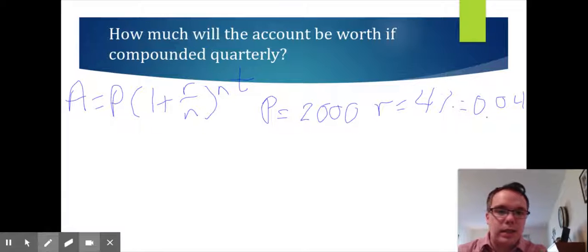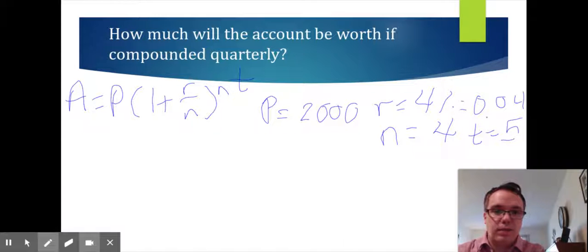And then this question says it's compounded quarterly. So that means the number of times that it's compounded per year. If it's compounded quarterly, there are 4 quarters in a dollar. There are 4 quarters in a football game. So quarterly means it happens 4 times a year. And then the other thing they gave us was the time in years, which is 5 years. So we're going to plug that in as well. So we're just going to plug all these amounts in to find A.